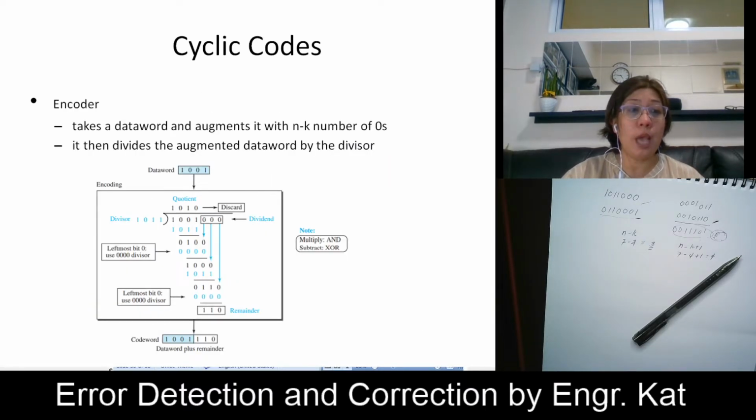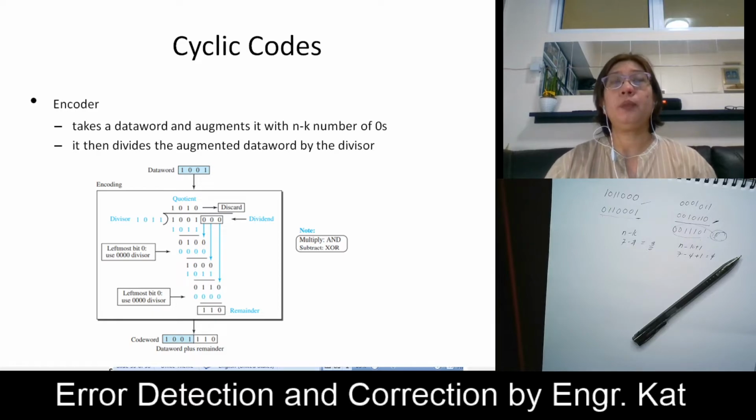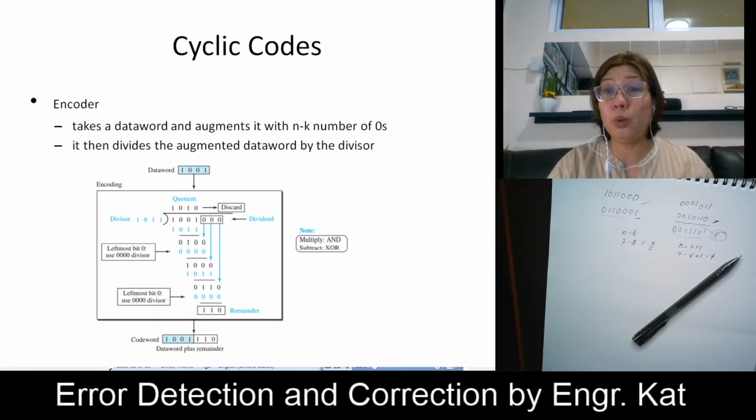So we have here the encoder. What happens in the encoder? The encoder takes a data word and augments it with the n minus k number of zeros. It then divides the augmented data word by the divisor. As mentioned earlier, we are going to make use of a modulo 2 division.